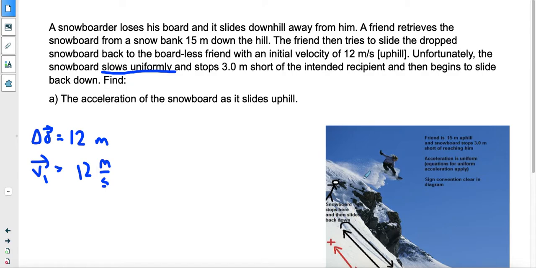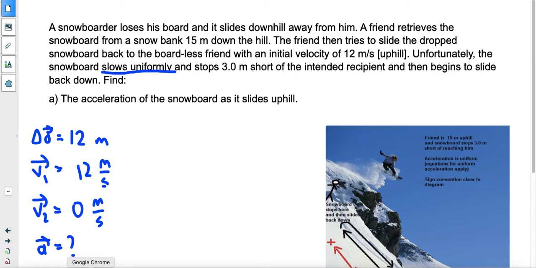We also know the final velocity. So you can imagine the snowboard is going to go up the hill and then stop. So once the snowboard stops, it's going to have a velocity of 0 meters per second. So that's going to be the final velocity. And here we're looking for the acceleration. So that's what we don't know.